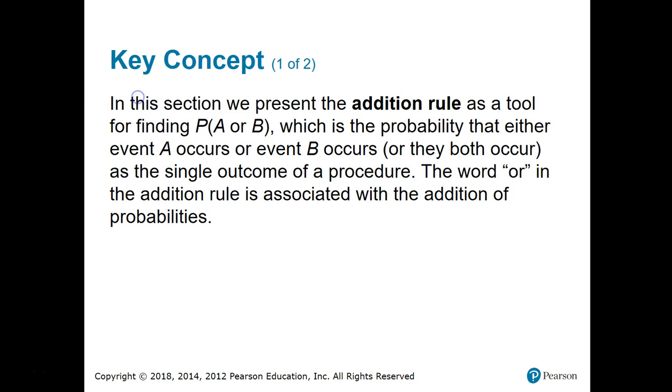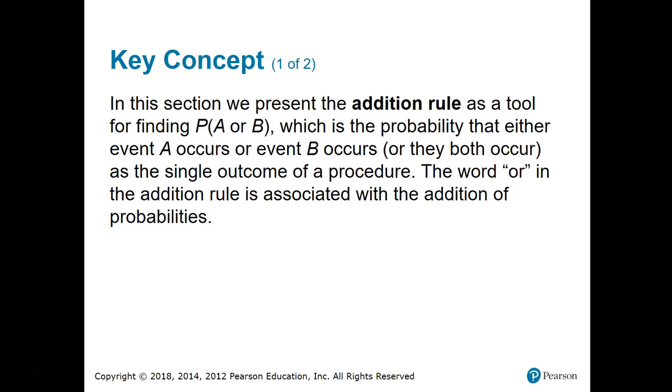All right, the addition rule is basically when we have the probability of A or B. So what is the probability that either event A occurs, or that event B occurs, or that they both occur? This is called an inclusive OR. Right, so it could include both. Doesn't have to, but it could.